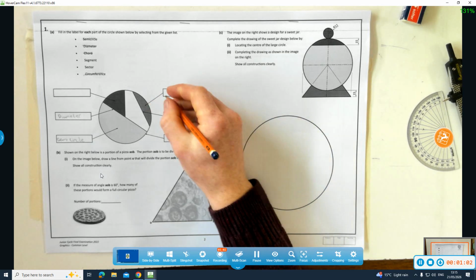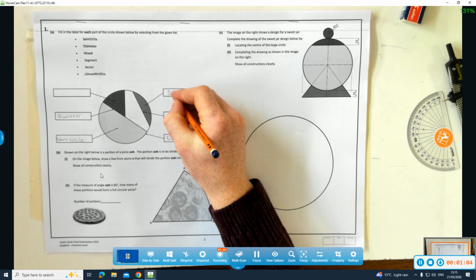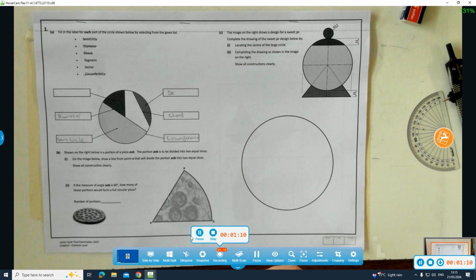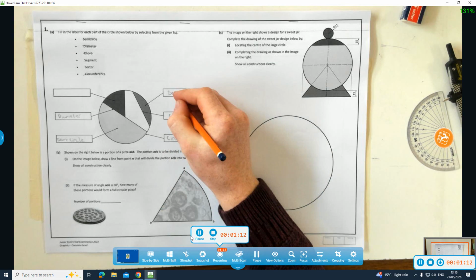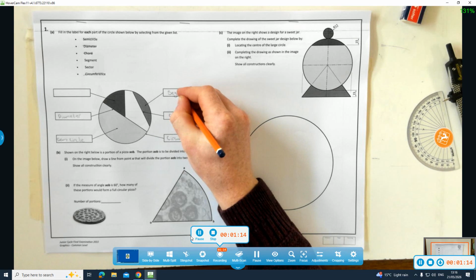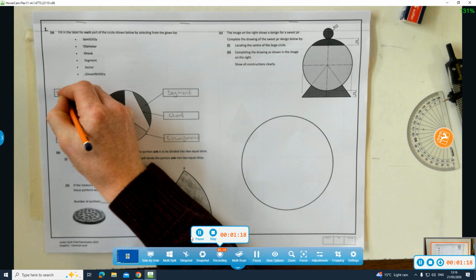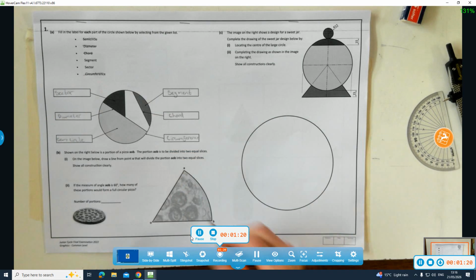Okay, so a sector, so our segment is enclosed by a chord and our sector is enclosed by 2 radiuses there. So radius, sector. Shown on the right is a portion of a pizza, A or B.